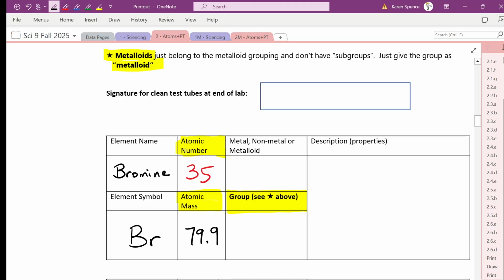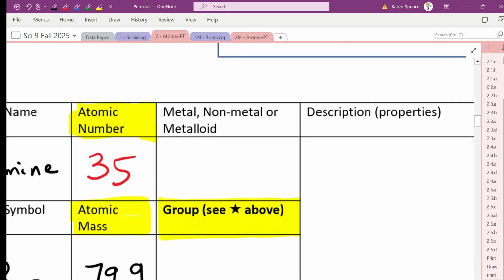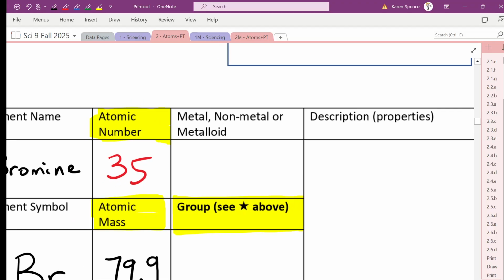Now, in order to know whether it is a metal or a non-metal or a metalloid, you're going to have to look at the other side of your periodic table. Now, how are you going to find bromine? You're going to say, I now know that it is atomic number 35, so I can go to the other side of my periodic table.